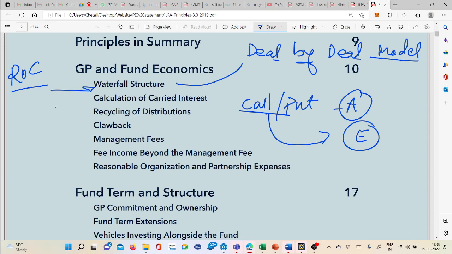Anyways, we'll see that in a discussion, when we take a practical example of this waterfall and all. Then calculation of carried interest. So do you know anything about incentive fees in a hedge fund?